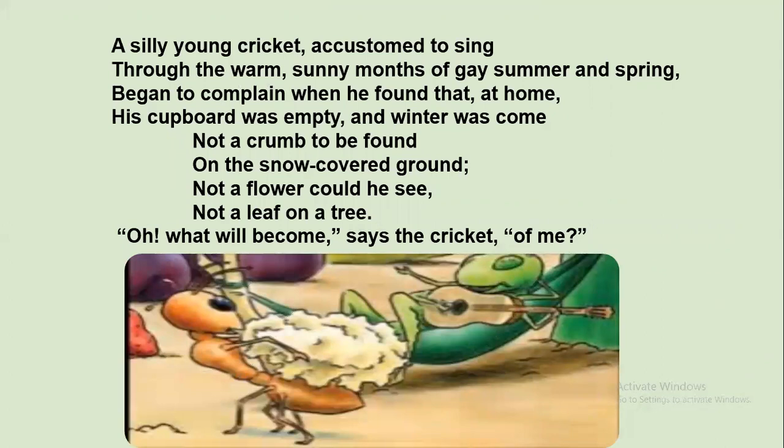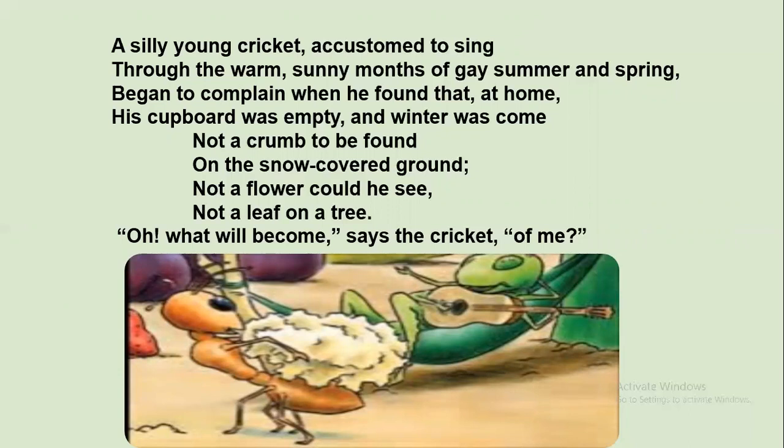First stanza goes like this. A silly young cricket, accustomed to sing through the warm, sunny months of gay summer and spring, began to complain when he found that at home his cupboard was empty and winter was come. Not a crumb to be found on the snow-covered ground, not a flower could he see, not a leaf on a tree. "Oh, what will become," says the cricket, "of me?"